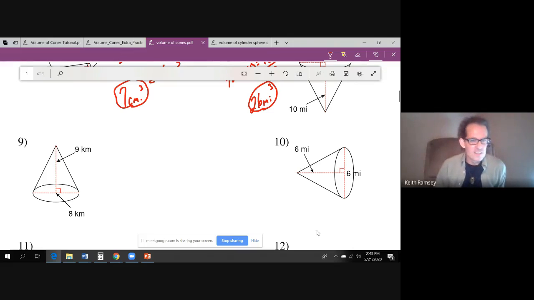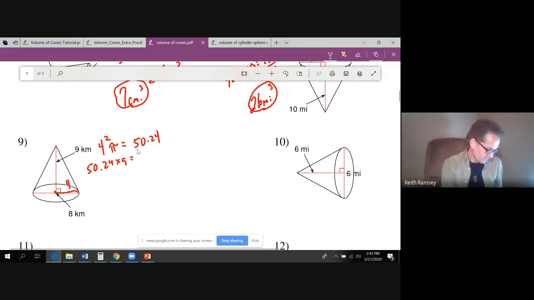Okay, let's look at number 9 together. It looks like your diameter is 8, so the radius is half of that, which is 4. So I would have 4 squared times pi. 4 times 4 is 16 times pi should equal 50.24. Step 2 is multiply that by the height, which looks like it's 9. And that's going to equal 452.16. And then step 3 is divide that by 3 for the volume, which hopefully would equal 150.72.